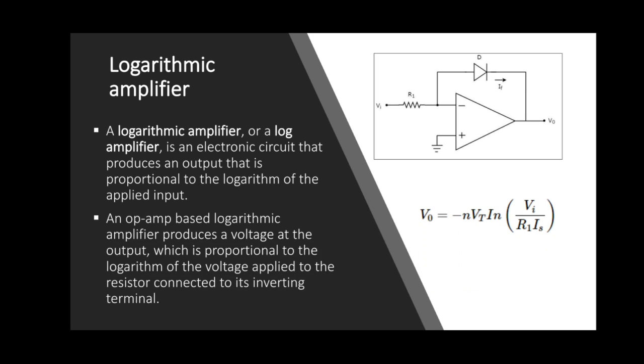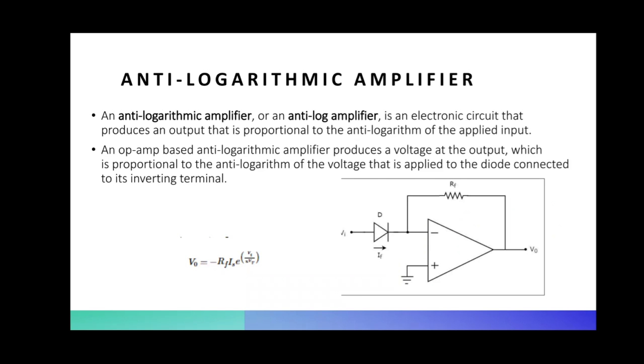Logarithmic amplifier. A logarithmic amplifier or log amplifier is an electronic circuit that produces an output that is proportional to the logarithm of the applied input, and the figure is shown here. The output voltage is equal to minus n into Vt, natural log of Vi by R1 into Is.